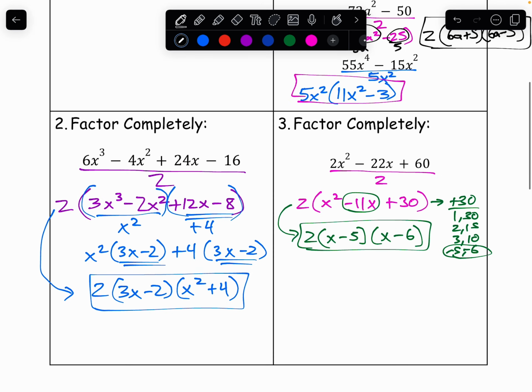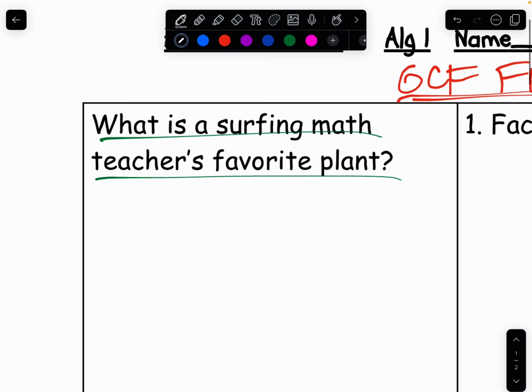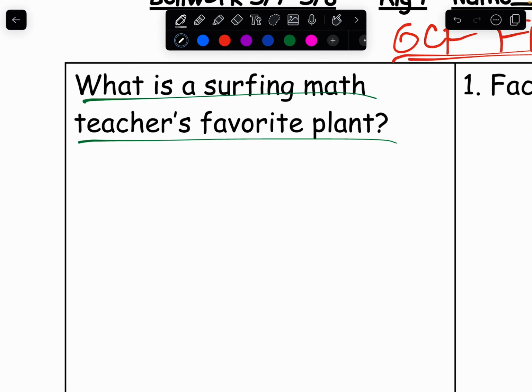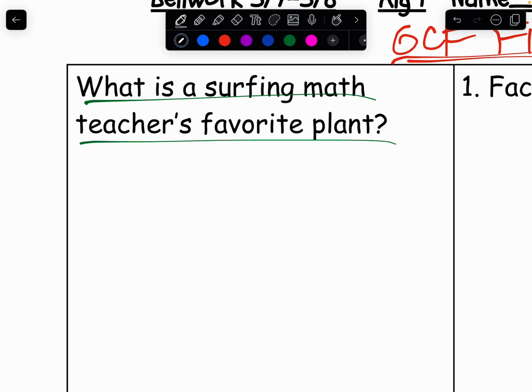Okay. And so, what is a surfing math teacher's favorite plant? And the answer is algebra. Sorry, I know that's tough to hear, but that's the one.